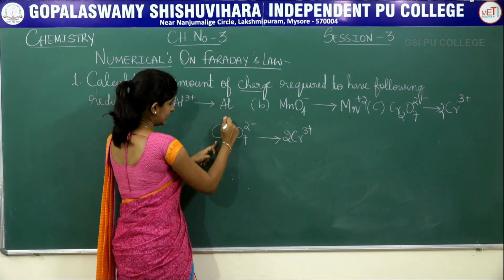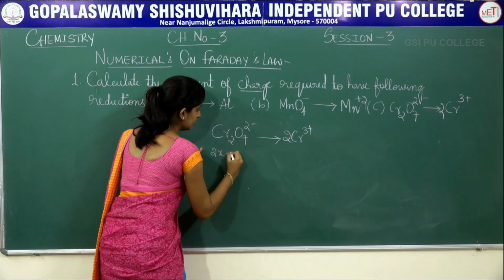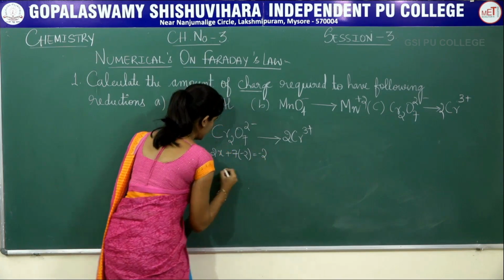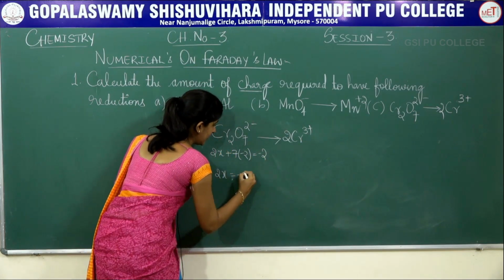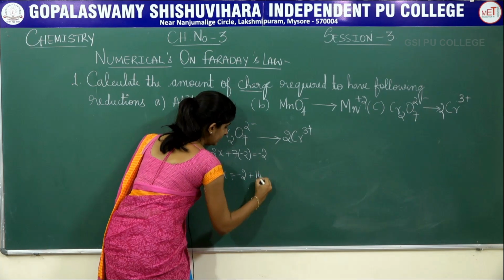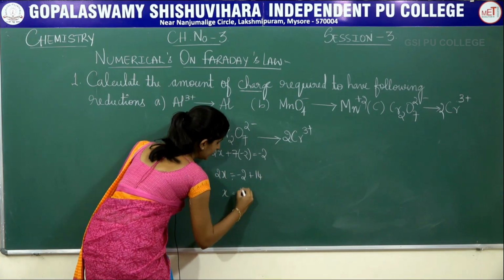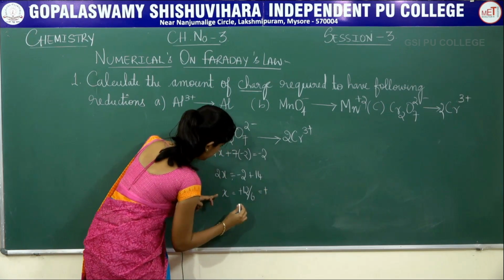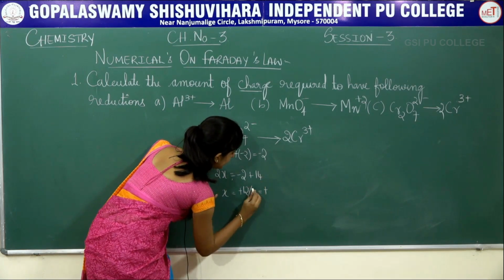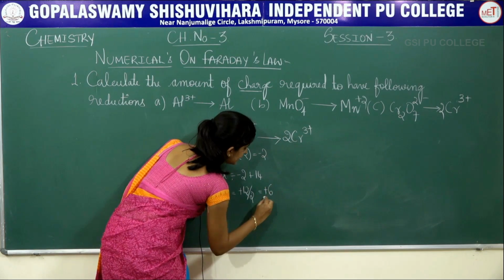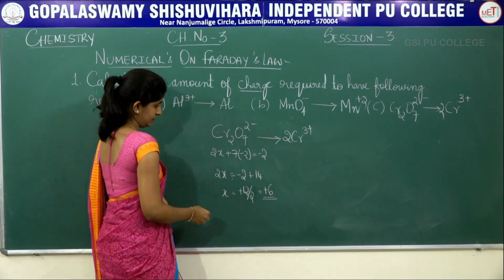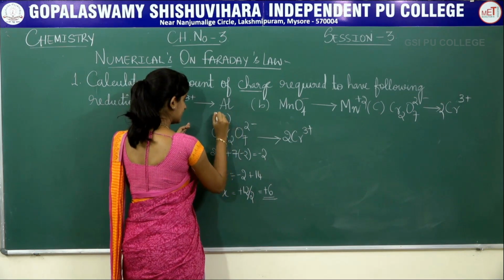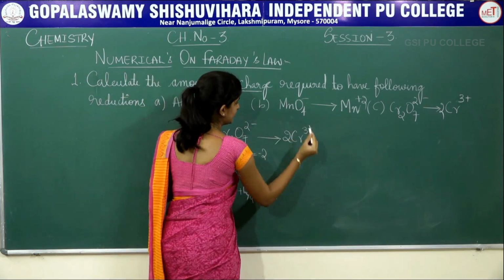Here, what is the oxidation state? 2 into X plus 7 into minus 2 is equal to minus 2. So 2X is equal to minus 2 plus 14. X is equal to plus 12 divided by 2, which is equal to plus 6. So the oxidation state here is plus 6. So plus 6 to plus 3.